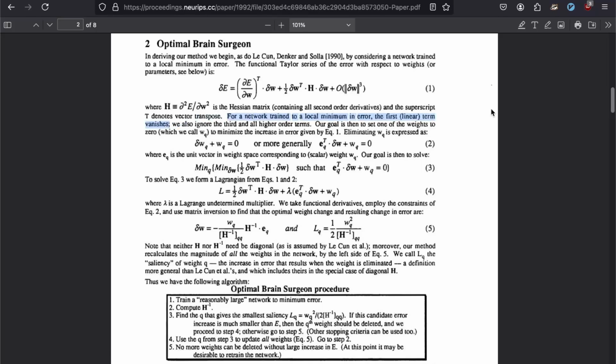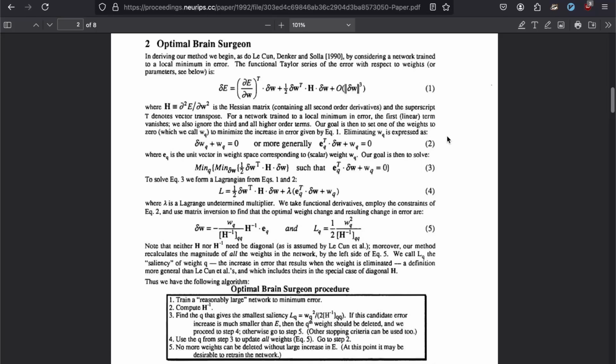It's flat because they're at the bottom of this kind of valley. You can't go up, you can't go down, you're where you should be. And so they throw that term away, they say that's equal to 0. For the case of simplicity, they ignore the third and all higher order terms. And so basically the entire estimate of the loss is this second order component of the Hessian. Cool, so that's great, that's already simplified things.